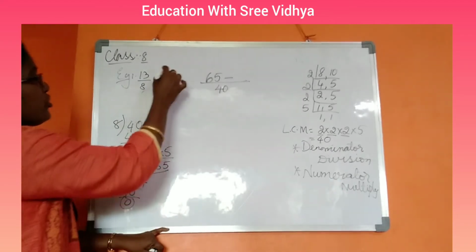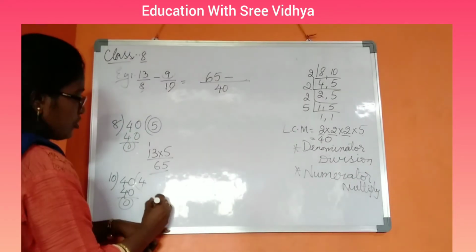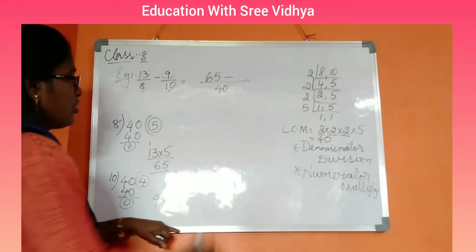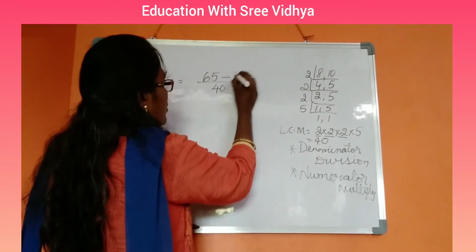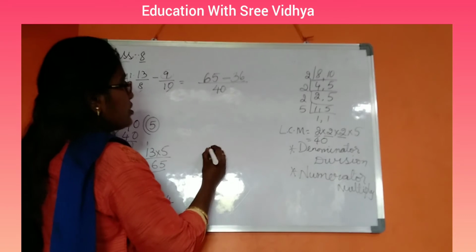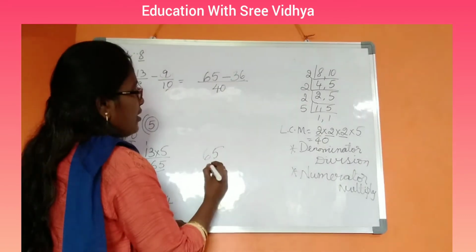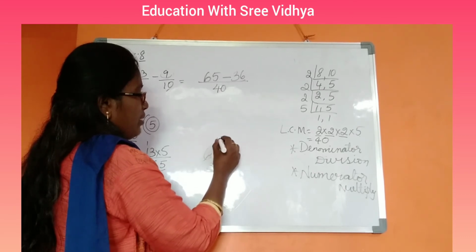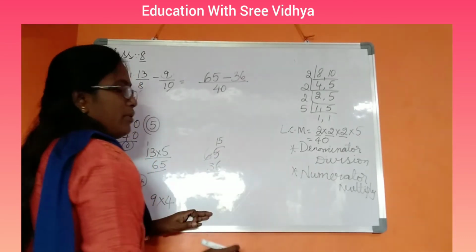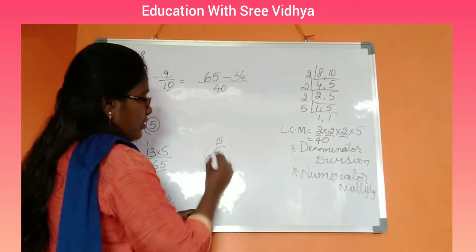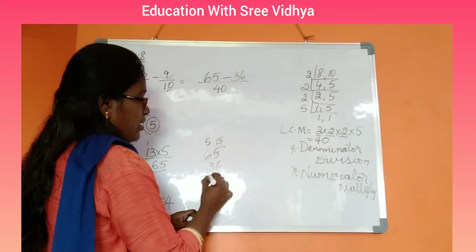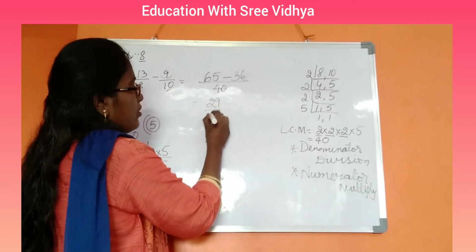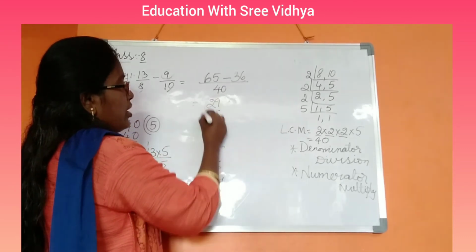Now what you should do? You need to multiply this. 9 4s are 36. Now 65, if you subtract 36, 15 minus 6 is 9, and 5 minus 3 is 2, so 29 by 40. Did you understand, children?